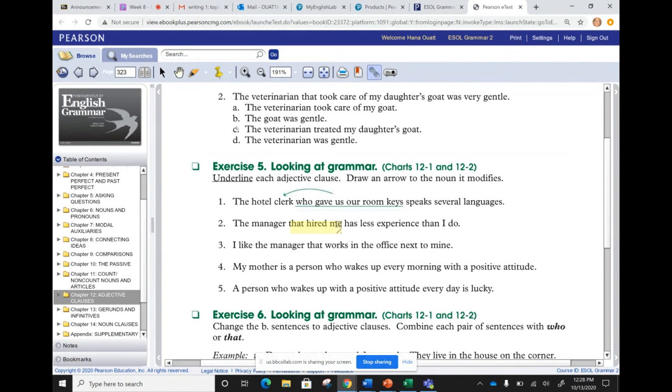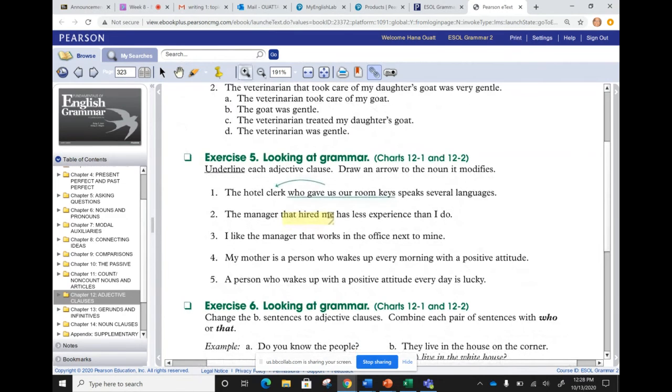Okay, good. I don't think I have a writing tool here, do I? No. Nope. Okay, so that is correct. We've got that hired me is the adjective clause, so we underline that, and we draw the arrow over to manager. And yes, we label SRP is that, and the verb is hired.